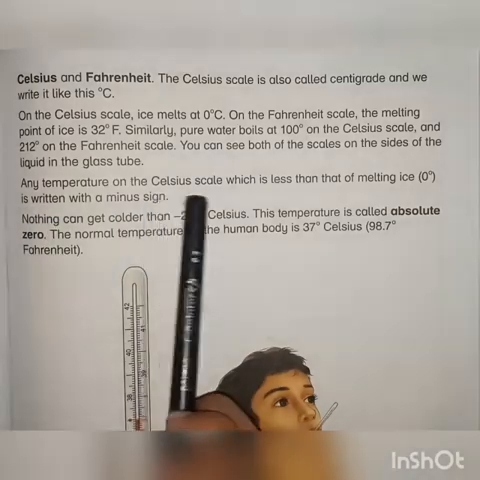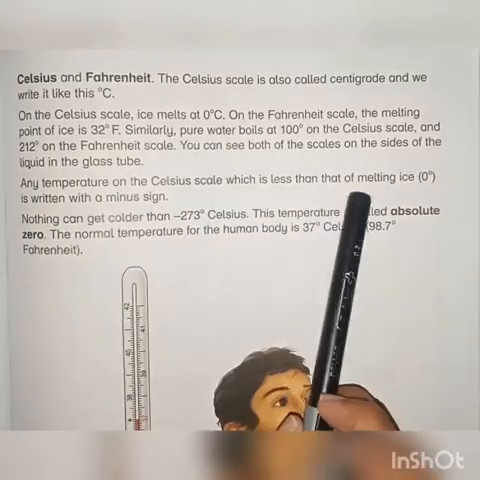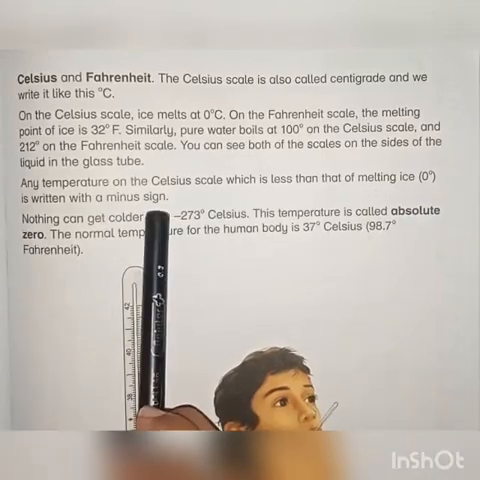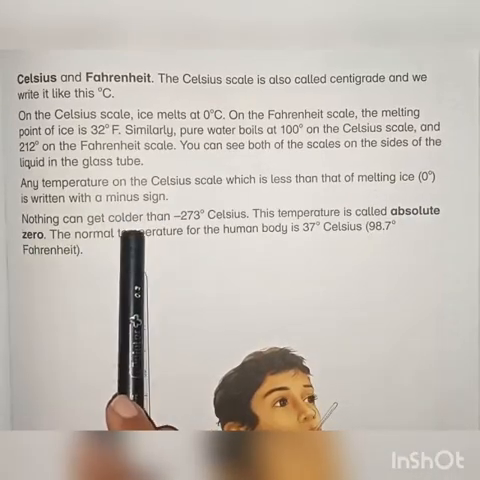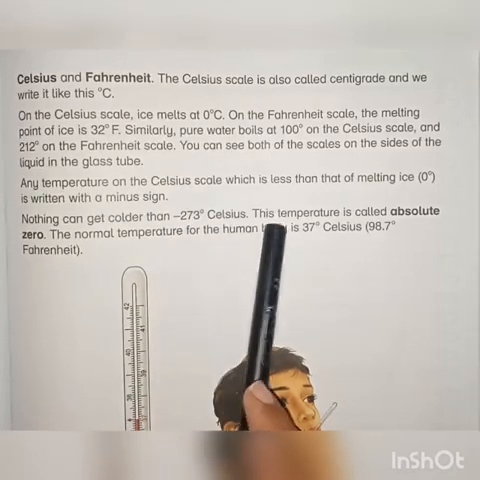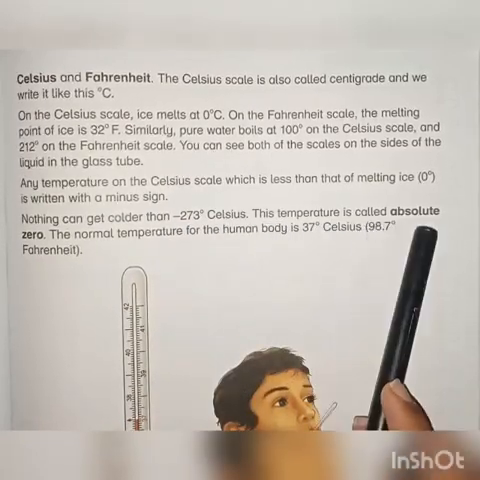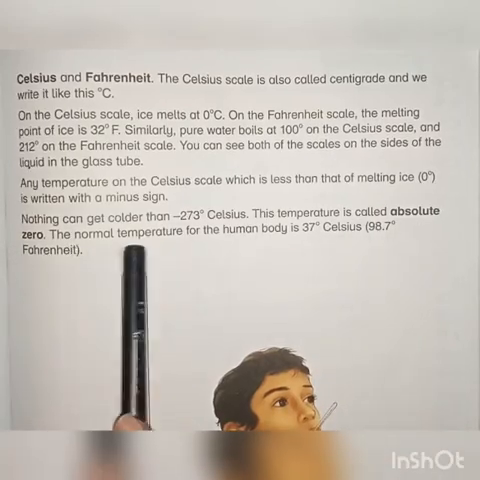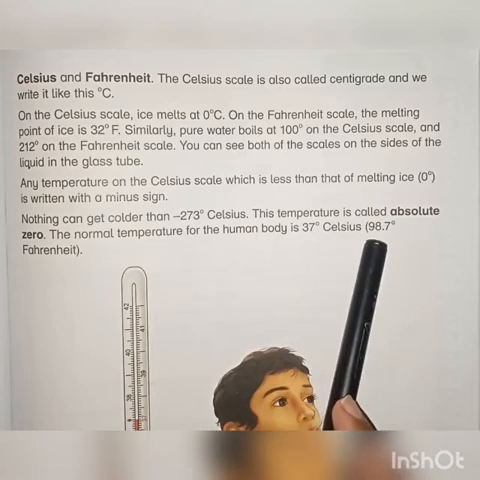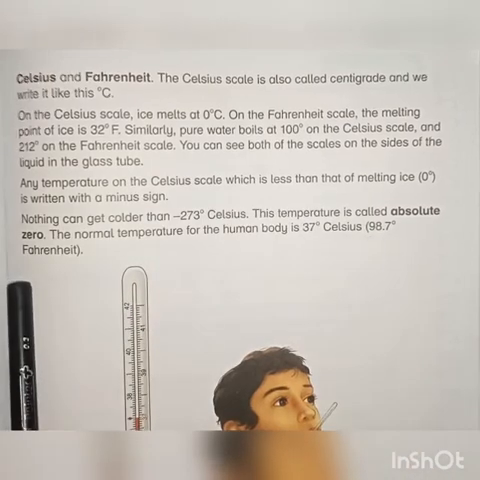Any temperature on the Celsius scale which is less than that of melting ice, 0 degree, is written with a minus sign. Nothing can get colder than minus 273 degrees Celsius. This temperature is called absolute zero. The normal temperature for the human body is 37 degrees Celsius, 98.7 degree Fahrenheit.